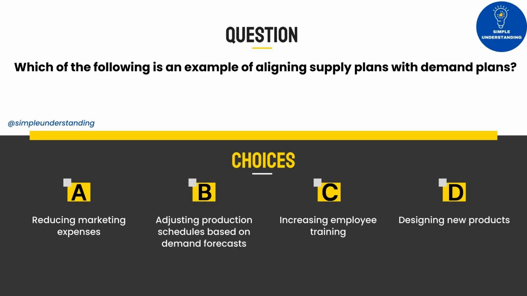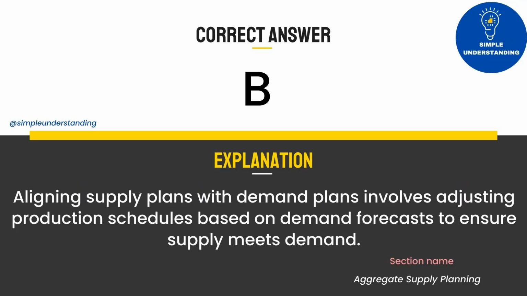8. Which of the following is an example of aligning supply plans with demand plans? A. Reducing marketing expenses. B. Adjusting production schedules based on demand forecasts. C. Increasing employee training. D. Designing new products. Correct answer: B. Explanation: aligning supply plans with demand plans involves adjusting production schedules based on demand forecasts to ensure supply meets demand.